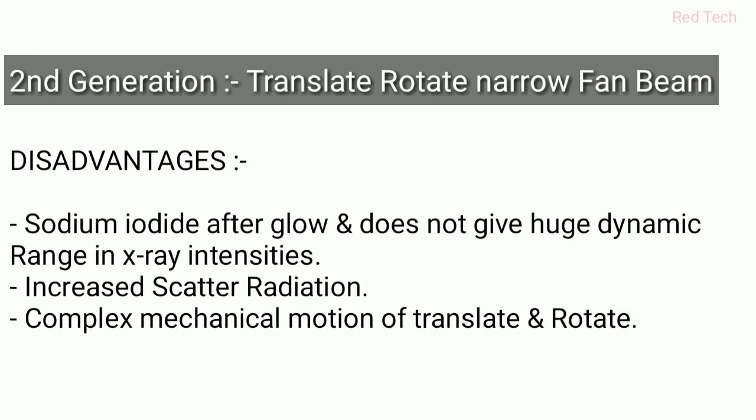Now look at the disadvantages. The same disadvantages remain: sodium iodide afterglow, and it does not give a huge dynamic range in X-ray intensity, and as the number of detectors increases the scatter radiation also increases. As usual, the complex mechanical motion of translate and rotate still exists in the second generation as in the first generation. This is also complex, but the difference is translate, rotate, narrow fan beam and increased detectors.